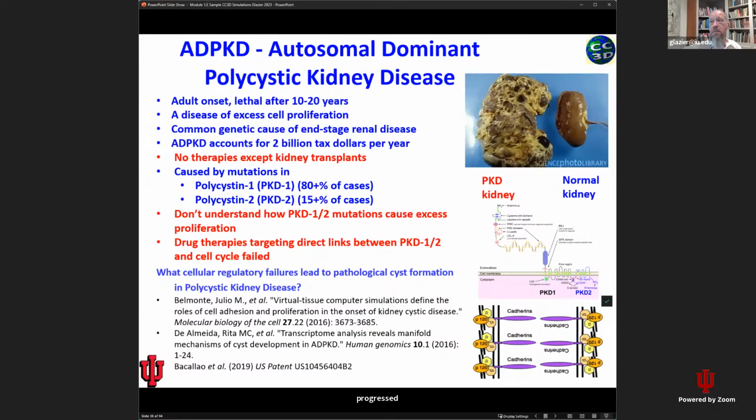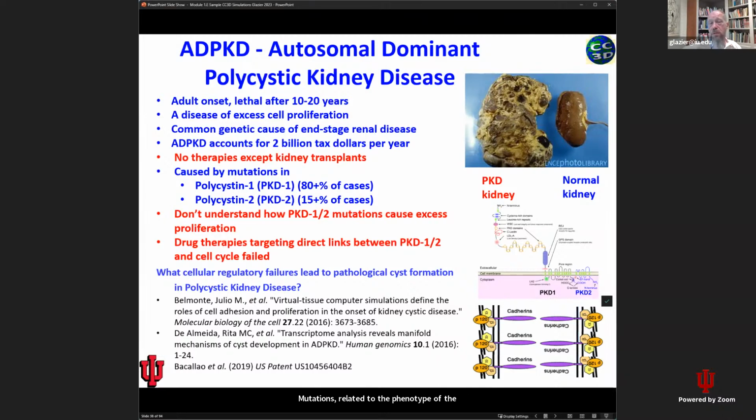Polycystic kidney disease, as I mentioned, is a disease in which the kidneys continue to have cell proliferation, not in normal architecture, but in the formation of cysts. It's a genetically caused disease. If you have a mutation in polycystin 1 or 2, you're almost certainly going to get it. If you don't, you're almost certainly not going to get it. But we didn't understand how those mutations related to the phenotype of the disease.